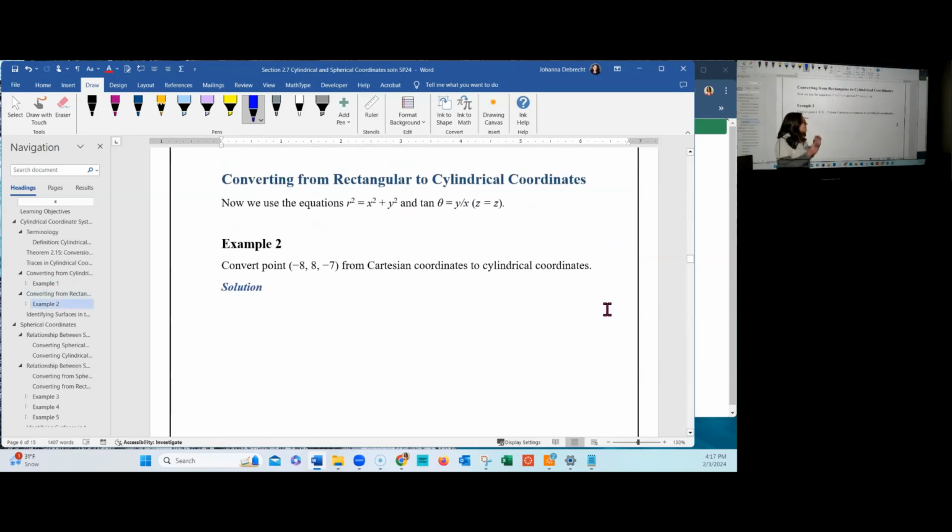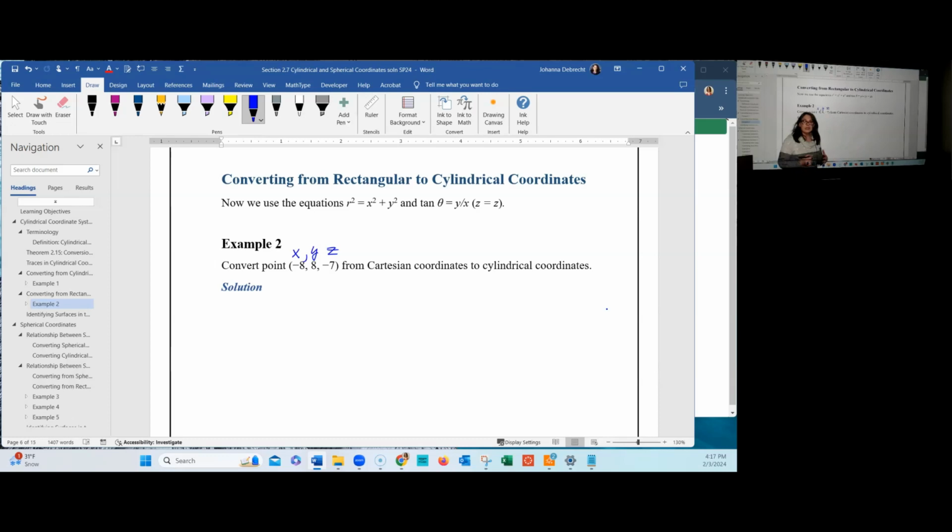I almost jumped ahead to spherical. In this case, we want to use the opposite relationships: the Pythagorean theorem, x squared plus y squared equals r squared, and the relationship that the tangent of the angle theta is y over x, and z, of course, is still going to stay z. So this is the point in Cartesian or rectangular coordinates. x is -8, y is 8, and z is -7. So I want to convert.